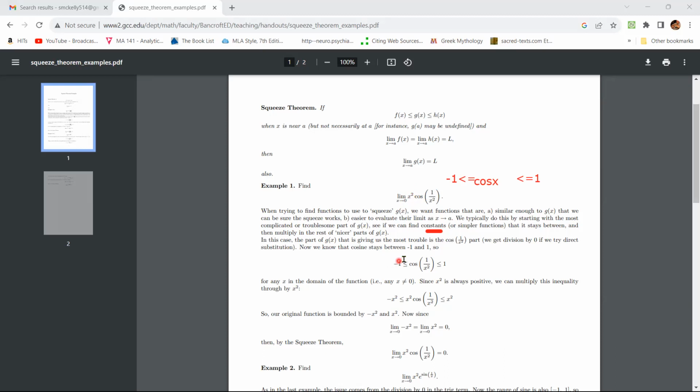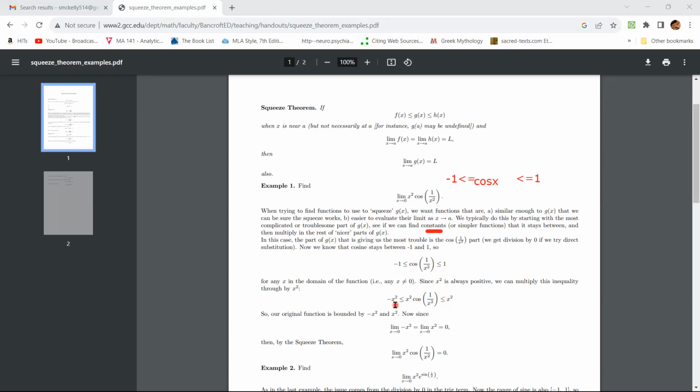So if I were to do something crazy, like multiply this whole inequality by x squared, right? X squared times -1 would give us -x squared, wouldn't it? And then x squared times this would give us the function we have in the middle, doesn't it? And that's equal to x squared there.